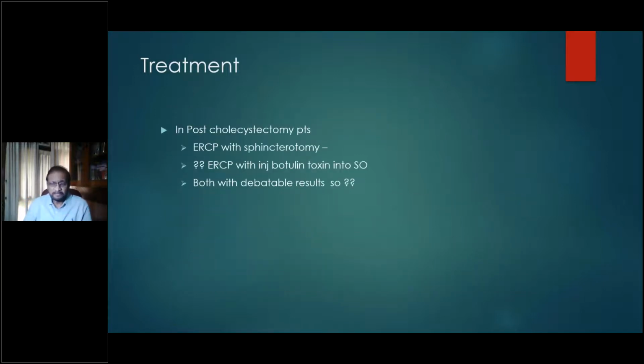While in a post-cholecystectomy patient, you have done a chole and the patient comes back to you and you ultimately diagnose dyskinesia, what can you do for this patient? You can do a sphincterotomy, ERCP sphincterotomy. Or you can inject botulinum toxin into the sphincter of Oddi, tried experimentally, but no specific evidence today. Both have a debatable result. Even a sphincterotomy has a debatable result.